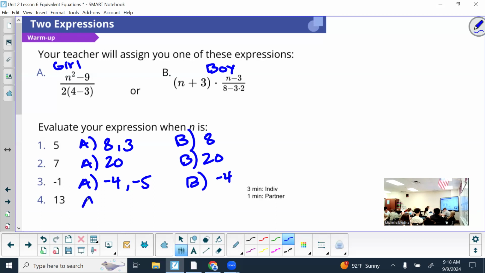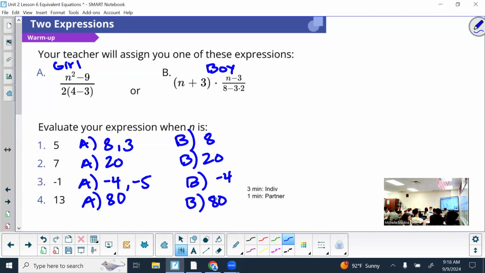All right, now girls, when you plugged in 13, what did you get? 80, anything other than 80? Boys, when you plugged in 13 to expression B, what did you get? Did I hear you right? Anything other than 80 for the boys?